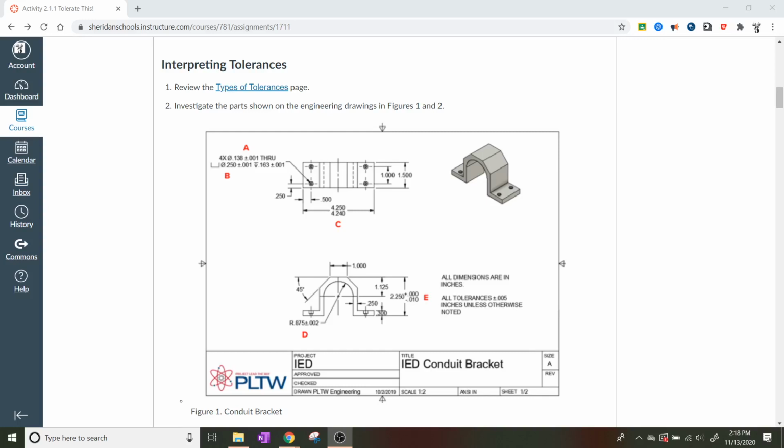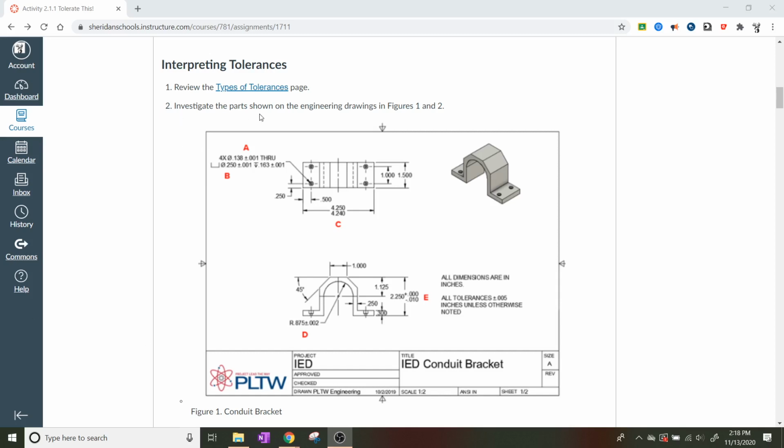Okay, IED. Now that we know a little bit about what the tolerances and the tolerance types are, we can spend a little bit of time interpreting the tolerances. And this is the first part in 2.1.1, where we actually have to do something in terms of looking at the tolerance types.